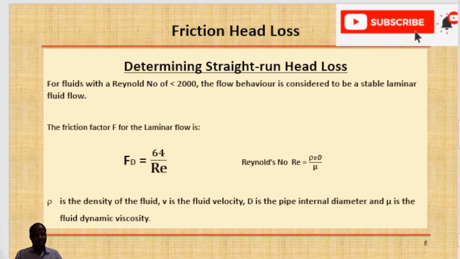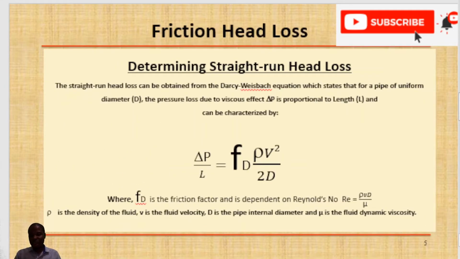Now your FD, don't forget, which is the friction factor, we said it is dependent on the Reynolds number. So for fluids with Reynolds number less than 2000, the flow behavior is considered to be a stable laminar fluid flow. For that system, the friction factor for laminar flow is expressed as FD equals 64 over your Reynolds number. So if your Reynolds number is less than 2000, to obtain your friction factor, you just say 64 over your Reynolds number.